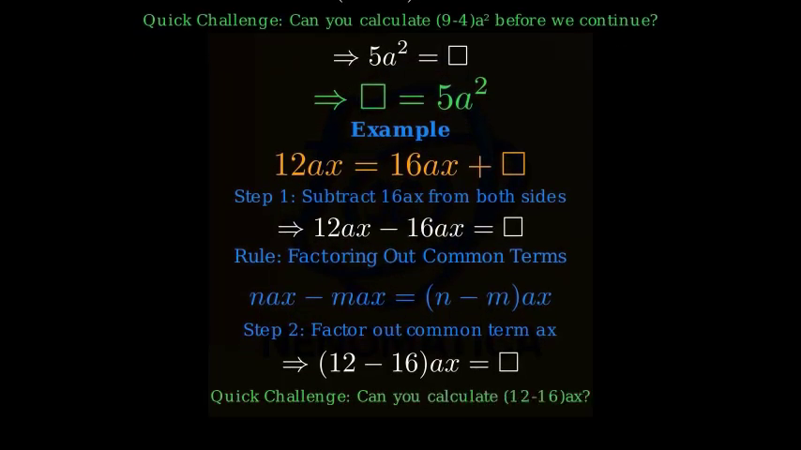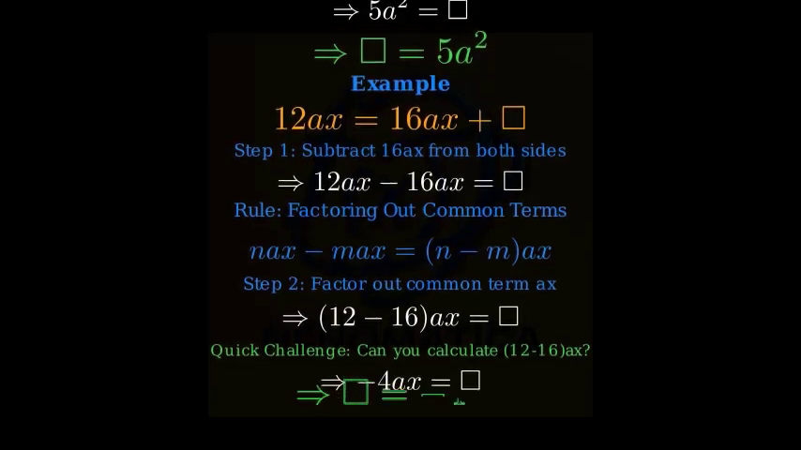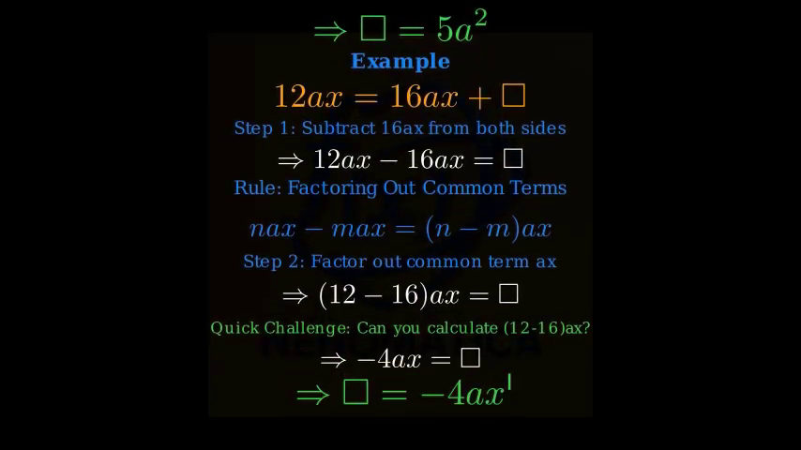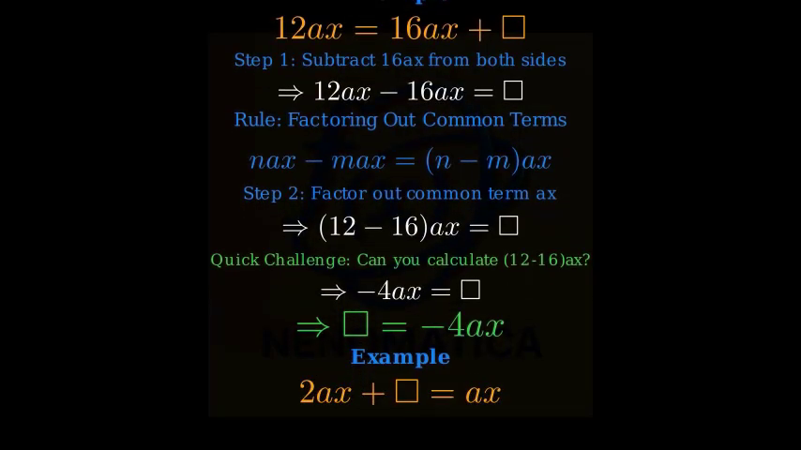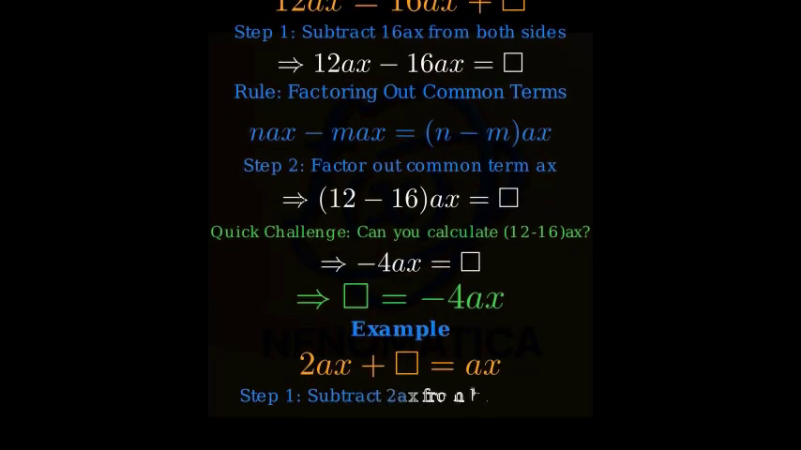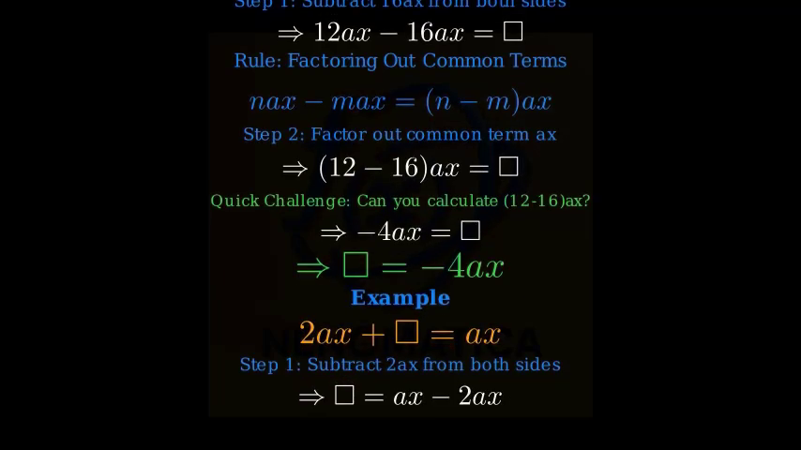Let's continue with our third example. We need to find the missing term in the equation 2ax plus blank equals ax. To find the missing term, we'll subtract 2ax from both sides. Now, we can factor out ax from the right side. So, we've found that the missing value is negative ax.